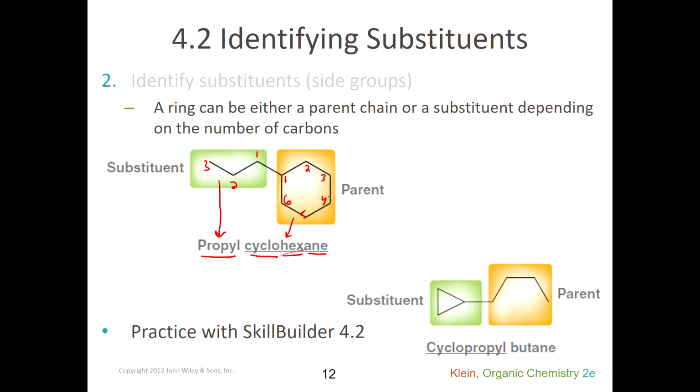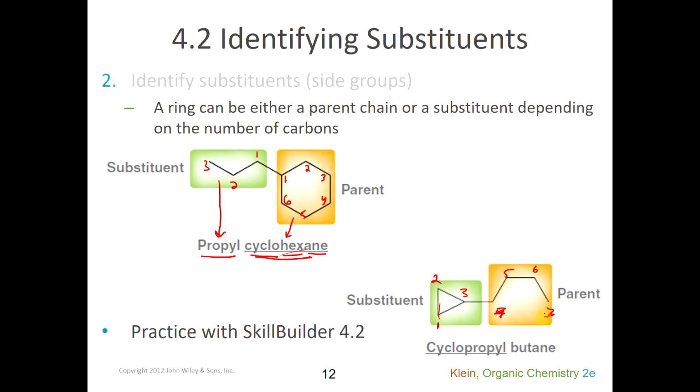If the ring has more carbons, it's my parent. If the side group has more carbons, it should be my parent. So in this case, as we were saying before, I can't include the carbons in the ring and carbons outside the ring. I could notice that all these carbons are consecutively bonded, but there's no way to make a name that involves that. So I've got 3 carbons in my ring. That could be my parent, or it could be my substituent.